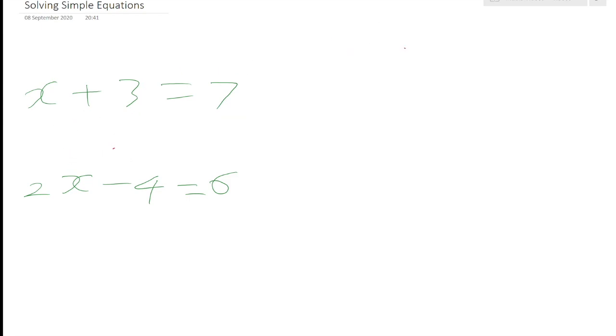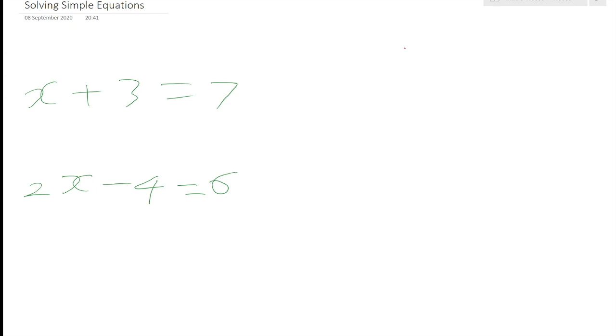How do we go about solving equations? I imagine almost all of you could look at something like x plus 3 equals 7 and immediately think, well, x equals 4 is what I'm looking for because 4 plus 3 equals 7. The other one, 2x minus 4 equals 6, is a little harder. I'll come on to that in a minute.